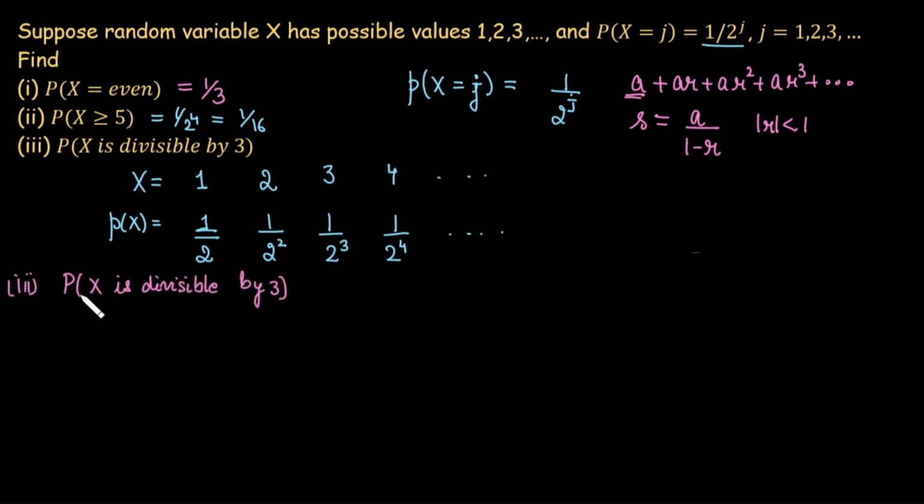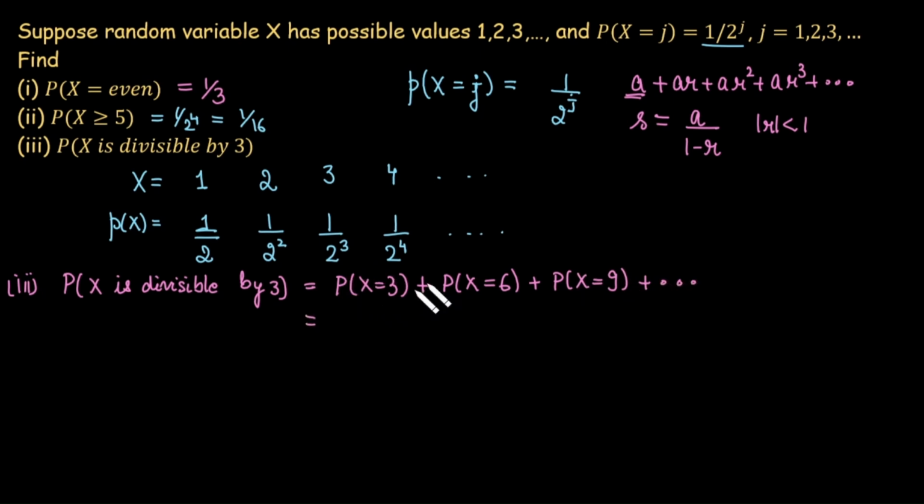The third case is we need to calculate the probability when the random variable value is divisible by 3. So what are the values that are divisible by 3 according to this? That is 3, x is equal to 3. Then the next number is x is equal to 6. Next is when x is equal to 9. Continue this.